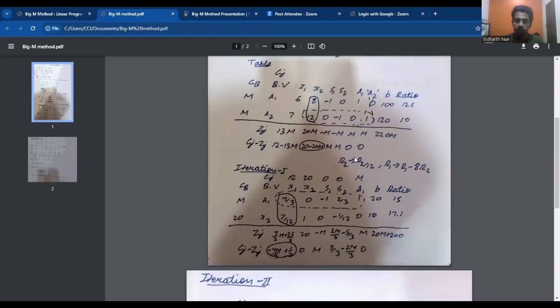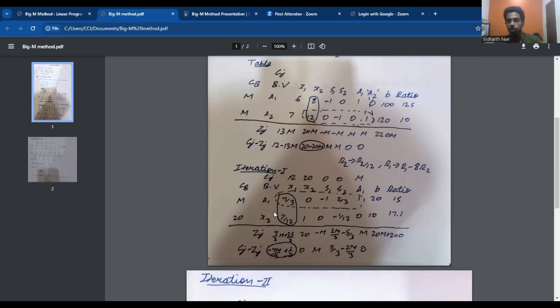So yeah, here we can see the row transformations which we have applied. Our aim is to make this element 1 and the element above it 0. So we have divided the row R2 by 12 and then subtracted the row R1 multiplied by the new R2. So after performing this row transformation, we will get our first iteration.